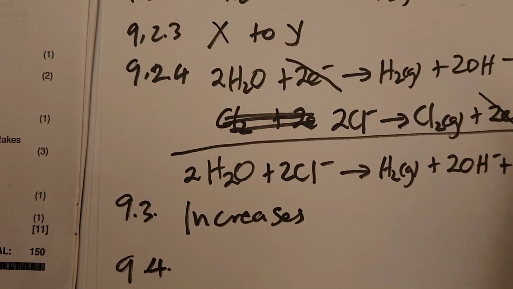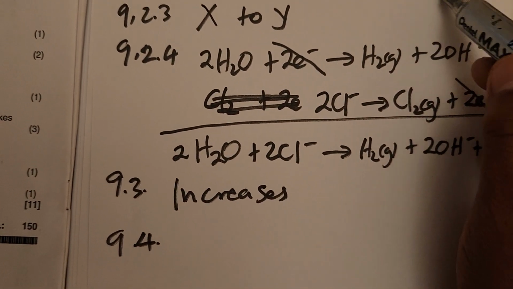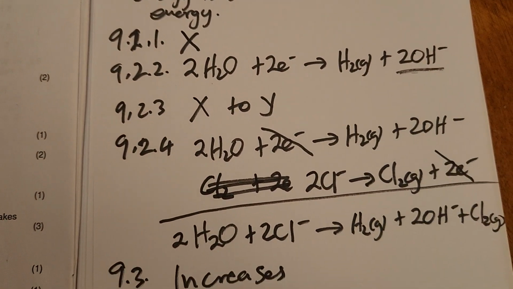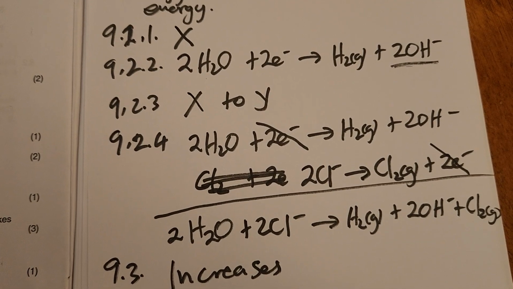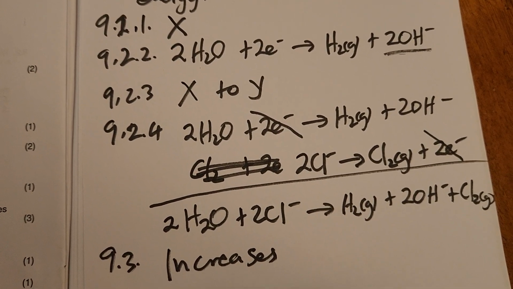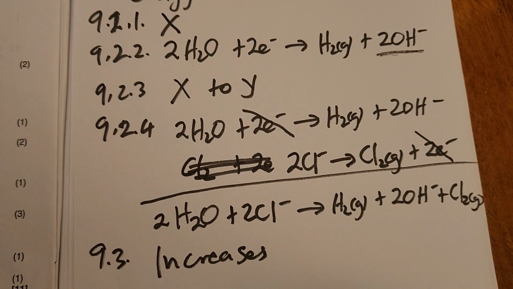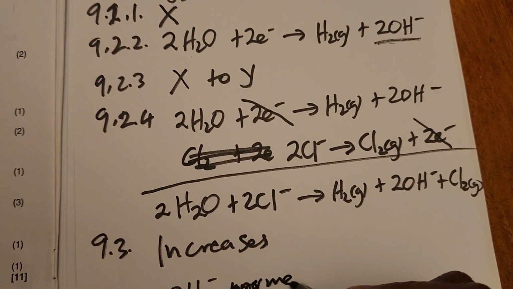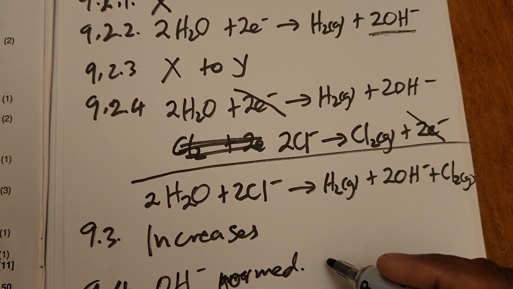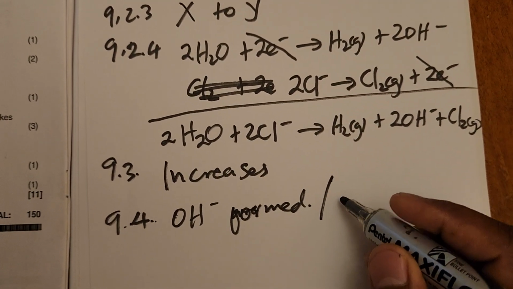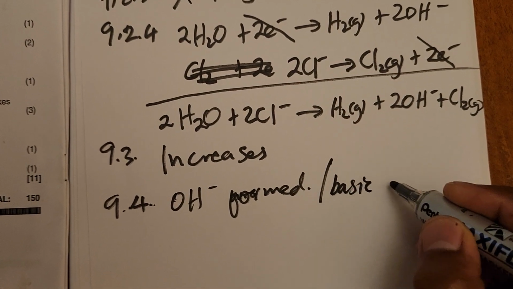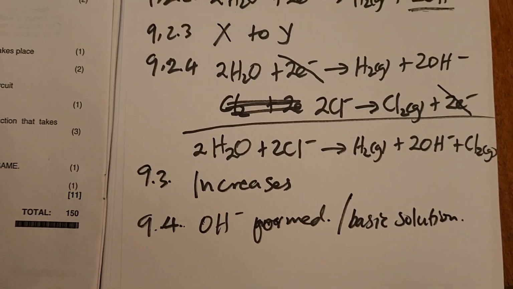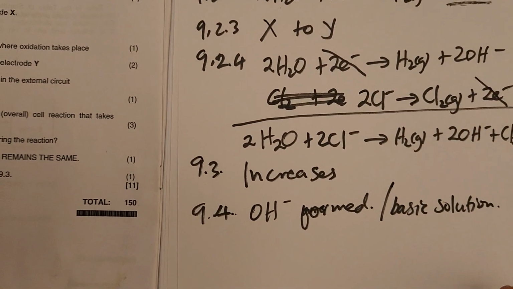The last one, for 1 mark again, they say give a reason for your answer. Already we said because of the OH that is formed in this reaction, the OH, which is a base, therefore you can just tell the examiner that OH ions are formed. Or the solution is a basic solution, or alkaline solution. I think that's the end of this question.